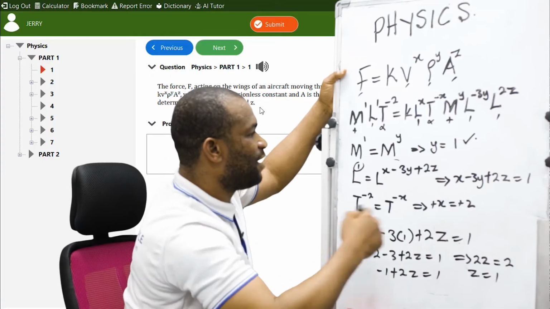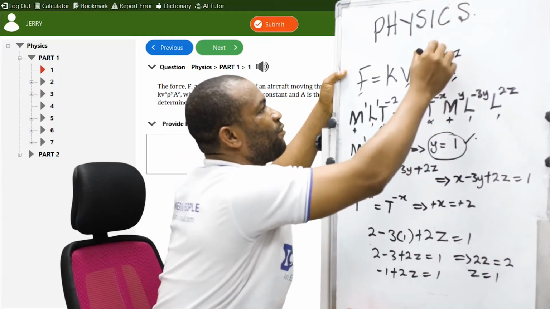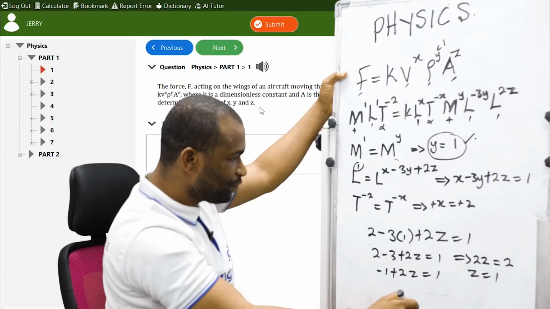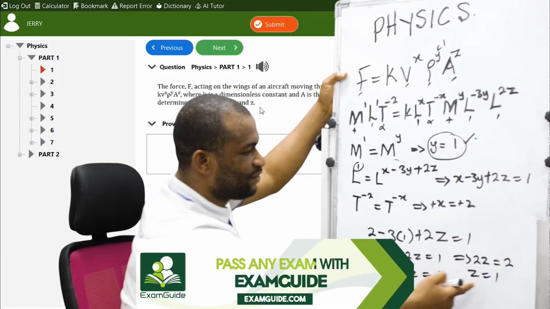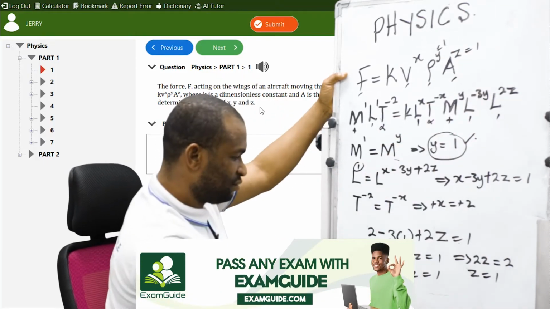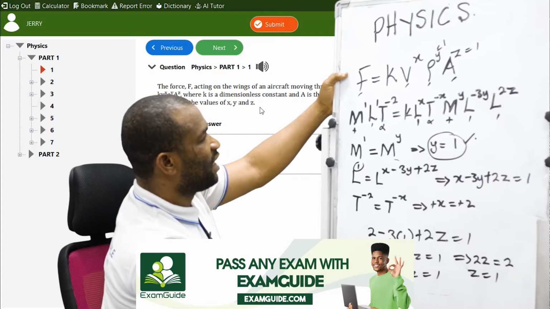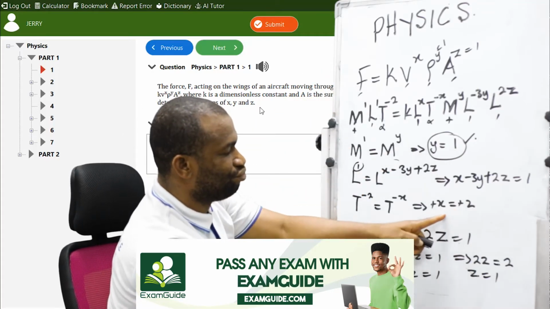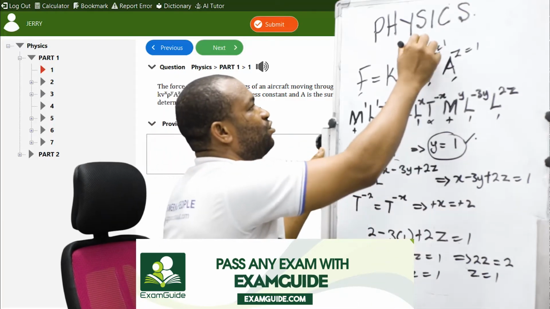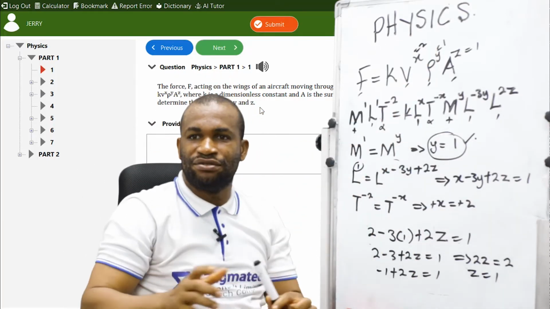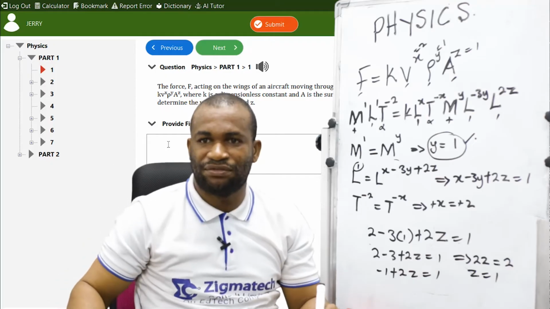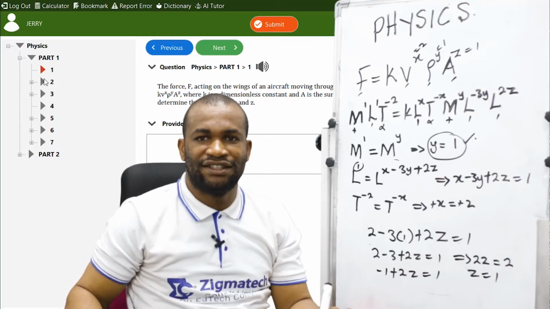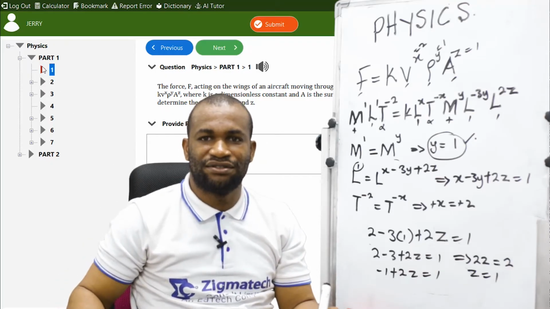All right, let me write it this way. After this, I found out that my y is equal to 1, my z is also equal to 1, and my x is 2. So thank you very much. I have been able to find x, y, and z. So we are going to the next equation.